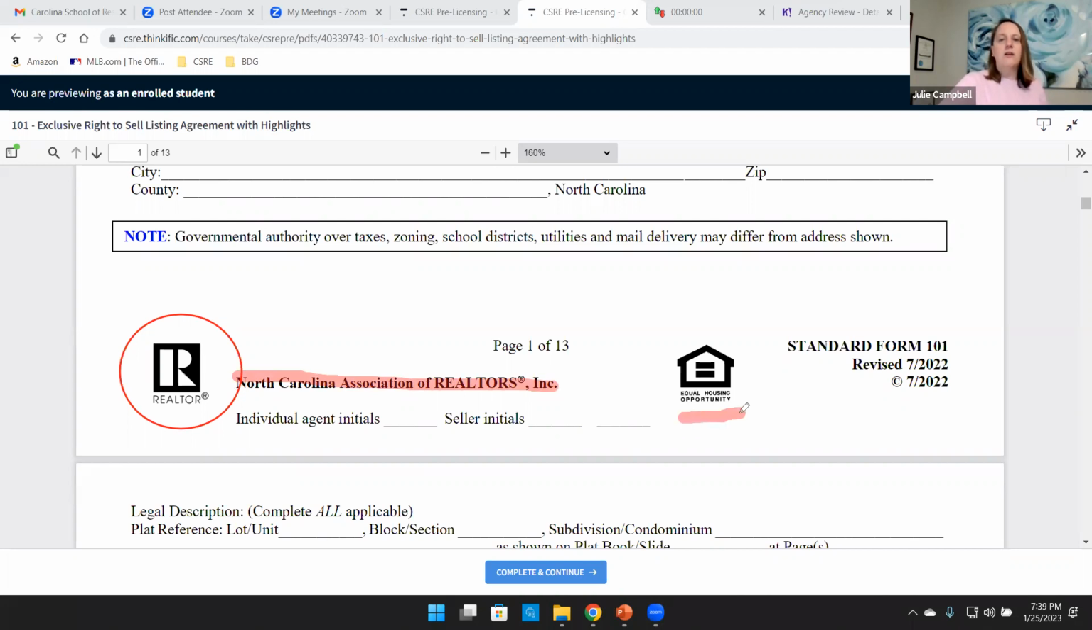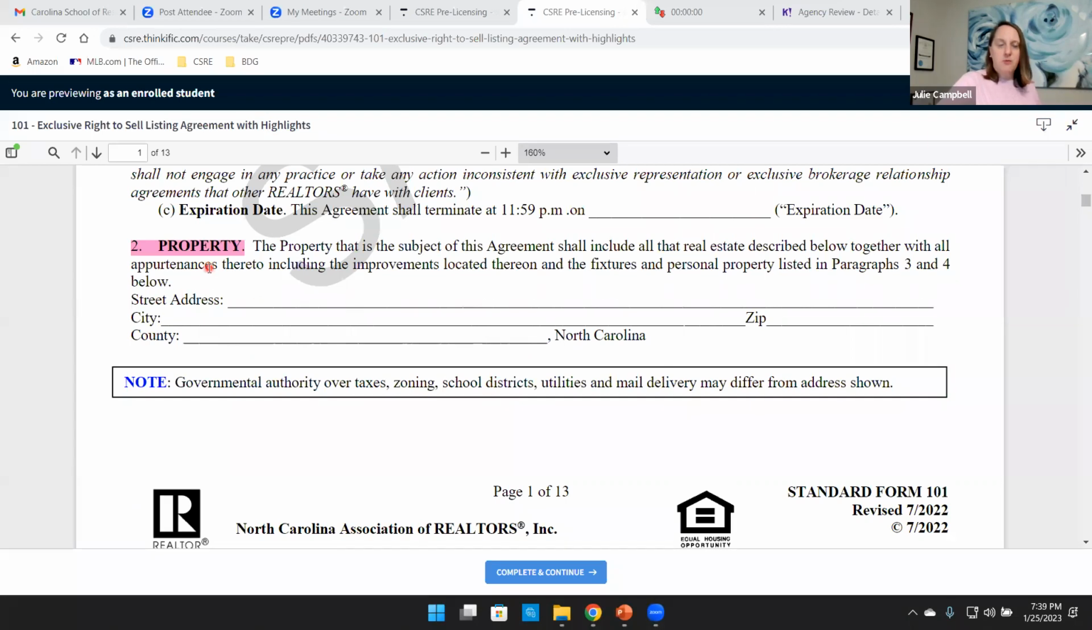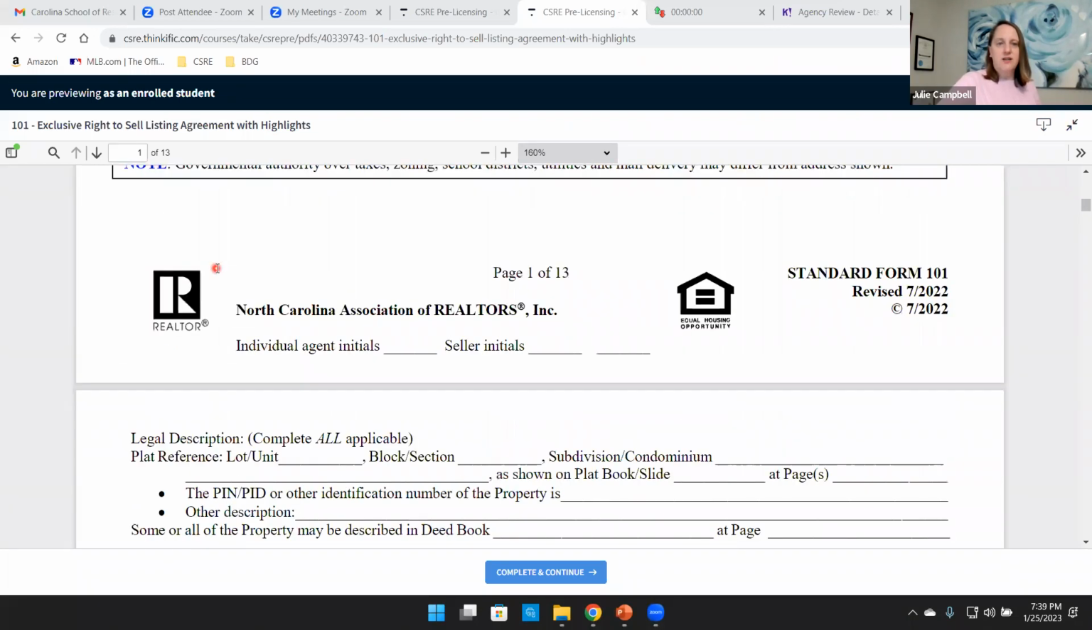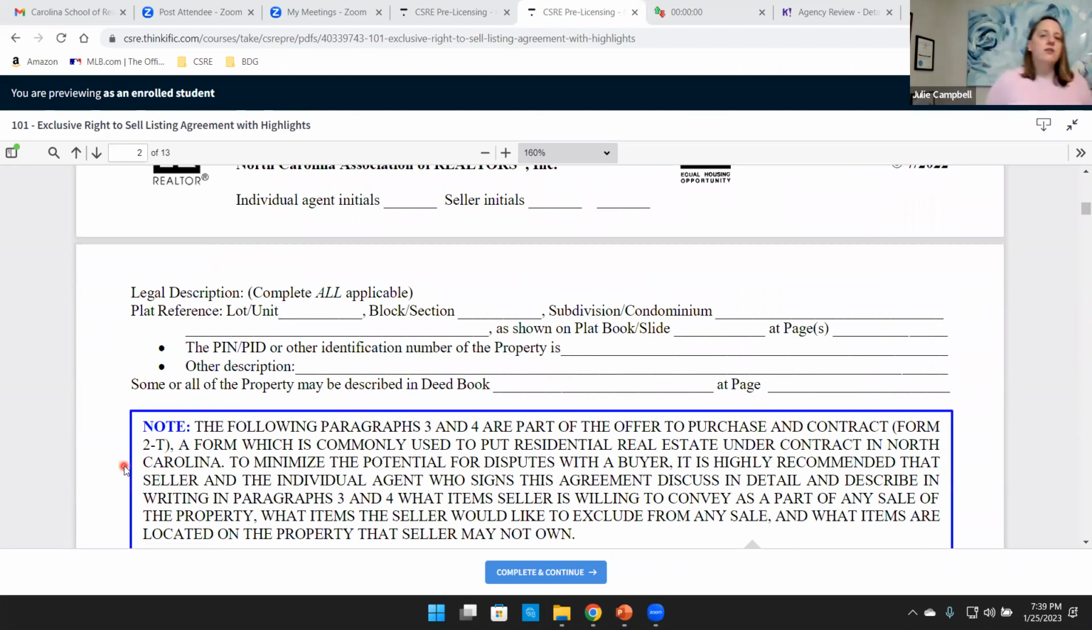We're indicating that we honor equal housing opportunity, the form number if you need, and then the revised date, so we've got the most current form. So we're talking about the property, street address, et cetera. And then we're going to continue describing the property with the legal description. So what's the subdivision? What's the tax PIN number? What's the deed book and page? Again, all this research that we're doing to help get the listing ready.